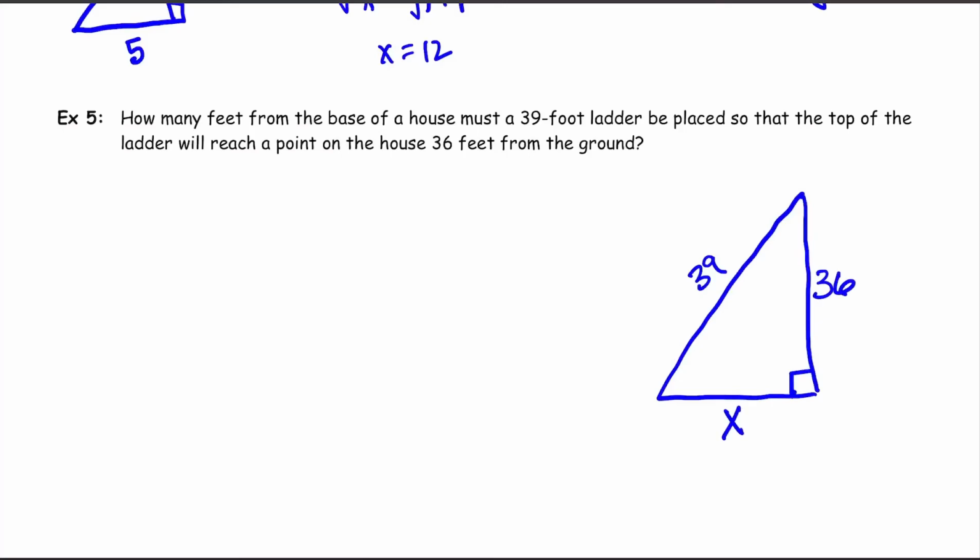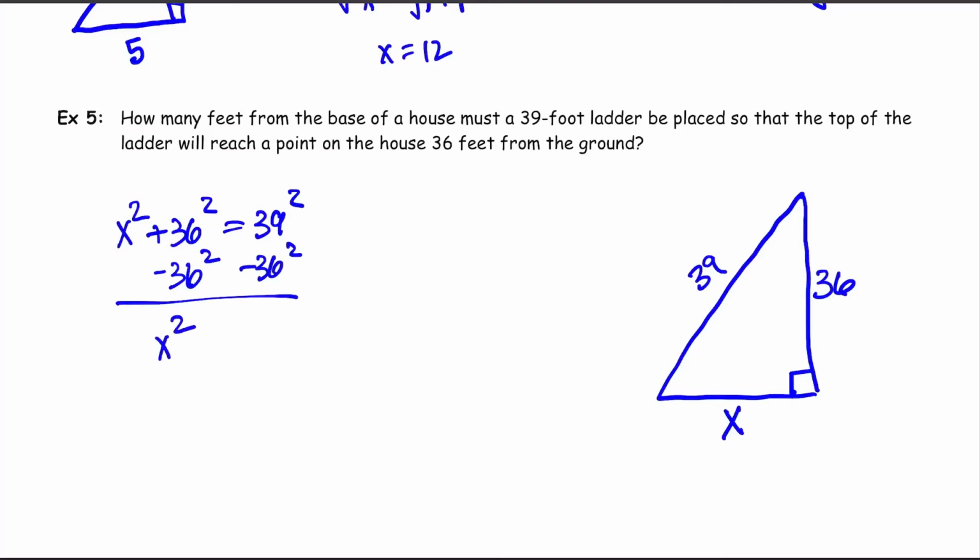How many feet from the wall? Okay, so now it's going to be the Pythagorean theorem. That's no surprise. We just need to get the numbers and the variable in the right spot. So here are my two legs. It's going to be x squared plus 36 squared equals 39 squared. So these numbers are a little bit bigger. Good thing we have a calculator. I'm going to subtract 36 squared. That gives me x squared equals, I got to throw that into the calculator, 225. Then I'm going to take the square root, and I get 15. So it's going to be 15 feet.